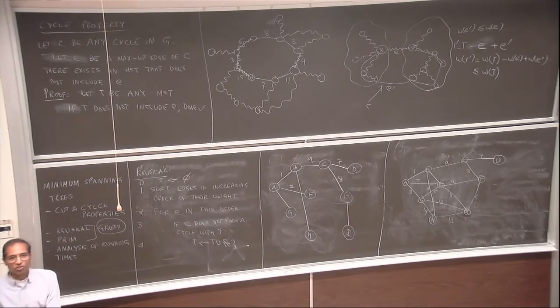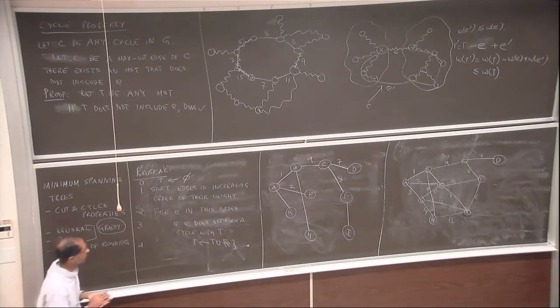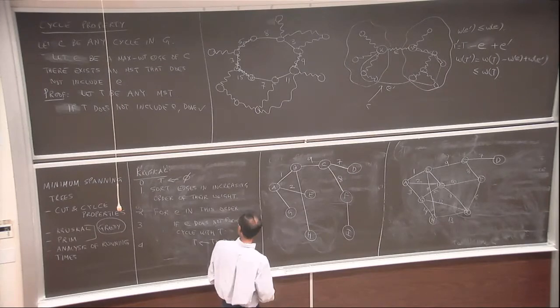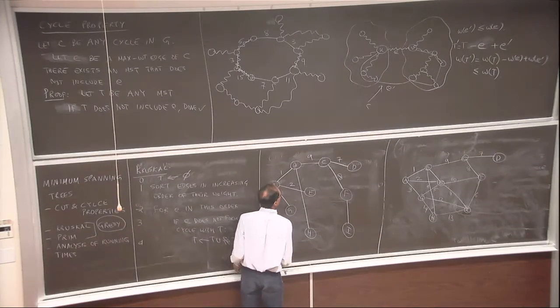If it is part of a cycle, remove it. If it is part of a cycle, remove the edge. Okay, let's write that down and let's even run it on this graph and see what happens.